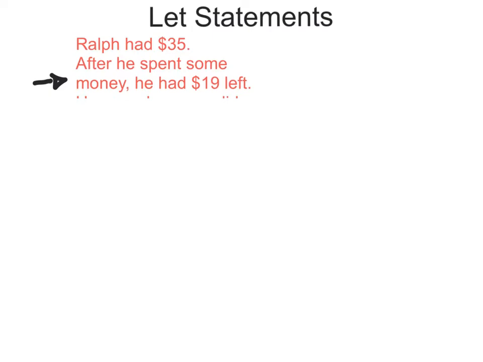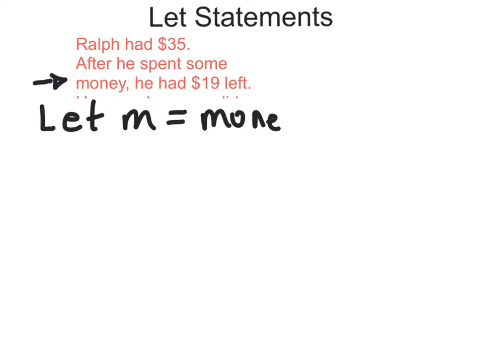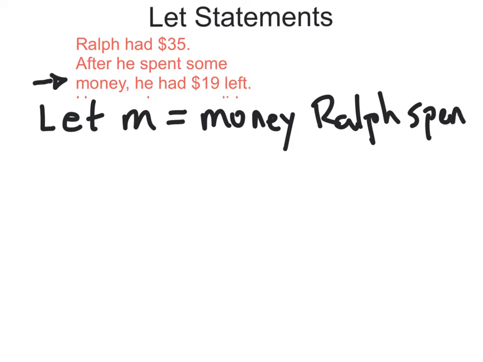So then we write a let statement, and we have to pick a variable to represent the money that Ralph spent. So our let statement could read, let M equal money Ralph spent. Excellent. That's our let statement. It tells us what our variable M, I picked M because of money, is going to represent. M equals the money Ralph spent. Alright, so that's a let statement.